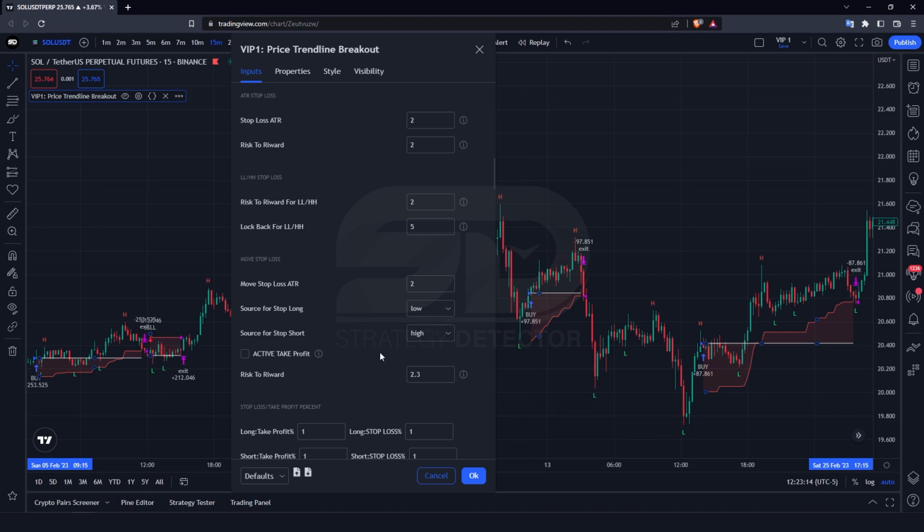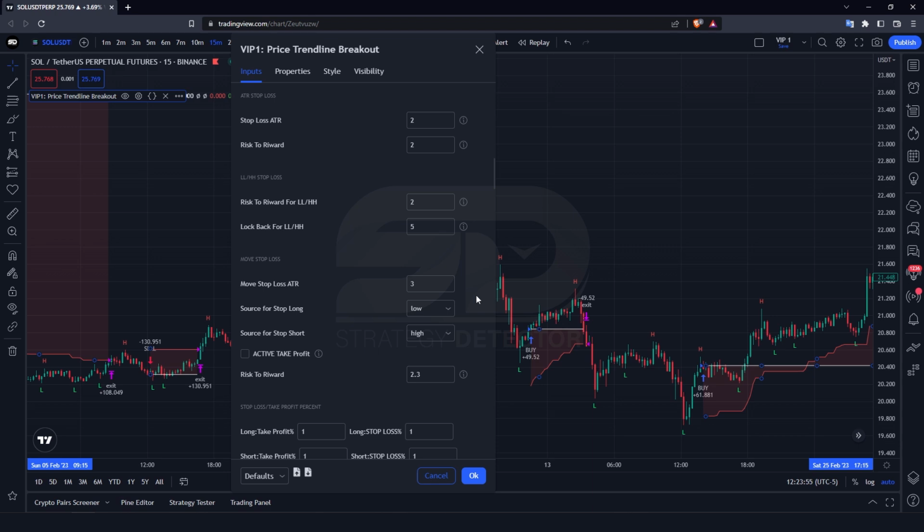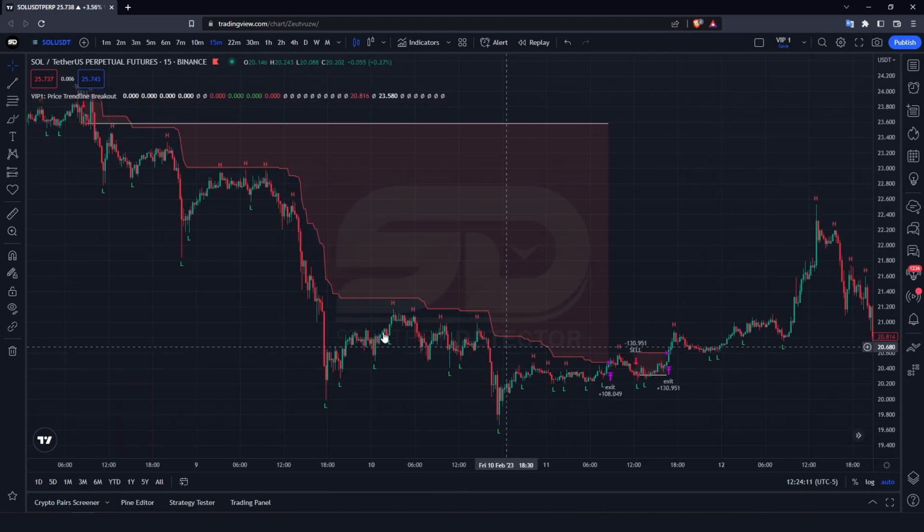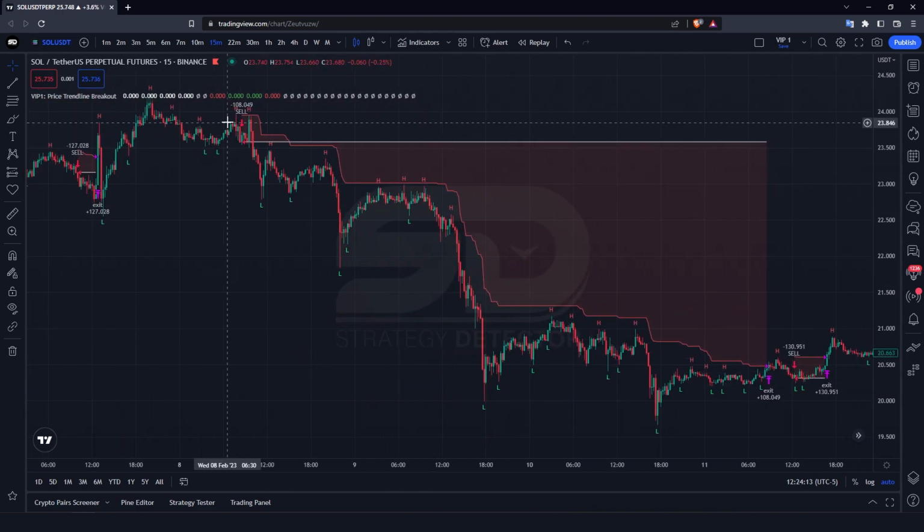It's up to you to choose 2 or 3 ATR for this part, and it depends on your decision to choose this amount. And you can see by changing this to 3 ATR, in the chart we have some changes in all the ATR calculations for move stop, and the stop starts to follow the price. Using this feature, you can identify and track major market movements.